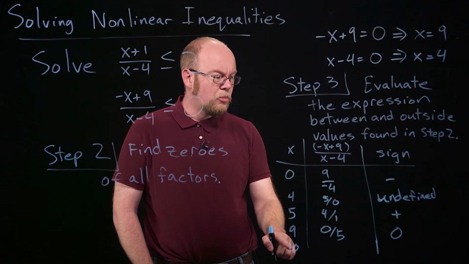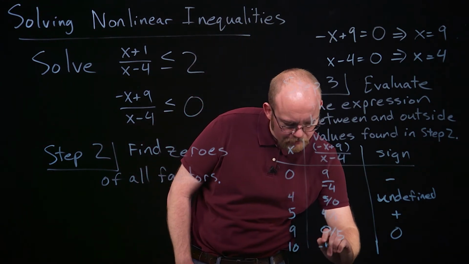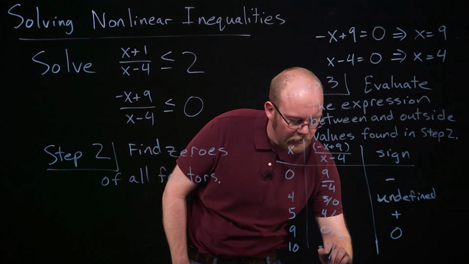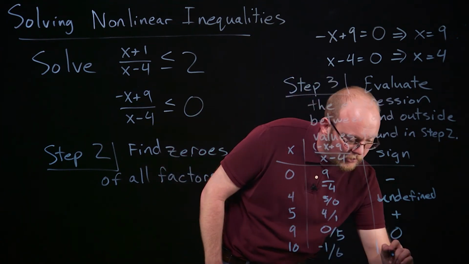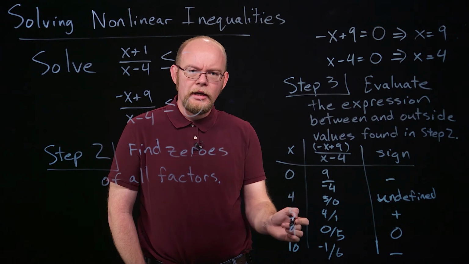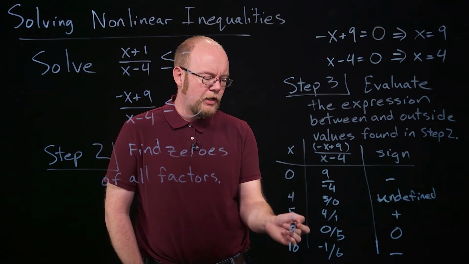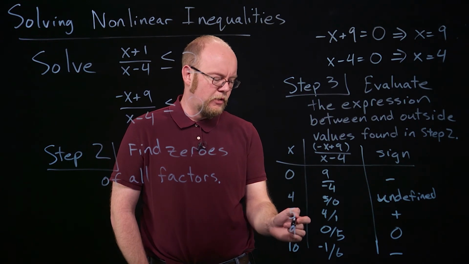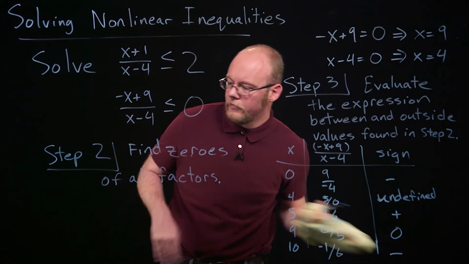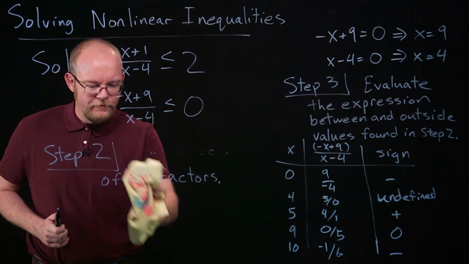And finally, the last point is 10. Negative 10 plus 1 is going to give me negative 1. And then 10 minus 4 is going to give me 6. And that's also going to be negative. So now what we've done is we've checked to the left of 4, between 4 and 9, and to the right of 9, and figured out the signs. So now we're going to convert that into a number line.